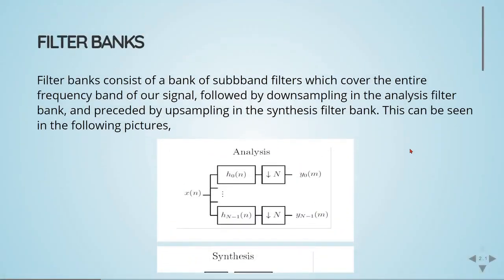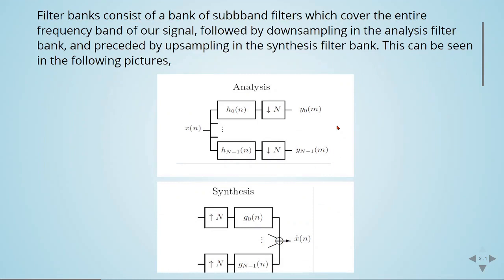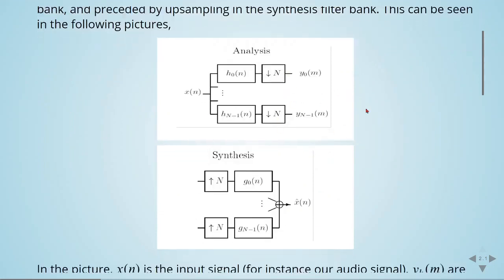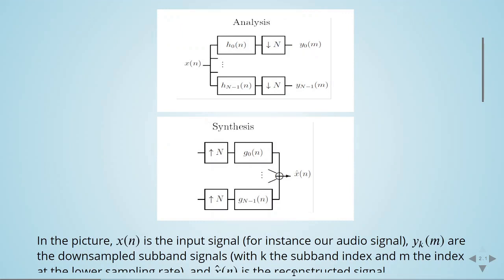Filter banks consist of a bank of subband filters which cover the entire frequency band of our signal, followed by downsampling in the analysis filter bank and preceded by upsampling in the synthesis filter bank. This can be seen in the following pictures. So here we have the analysis part, here we have the downsampling, and here we have the synthesis part, and here we have the upsampling.